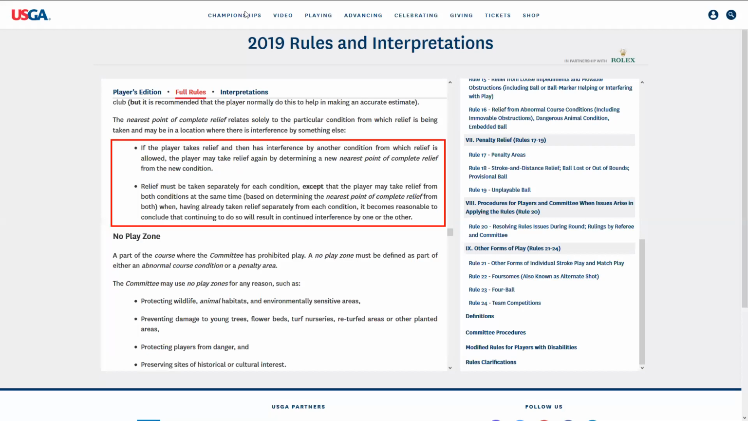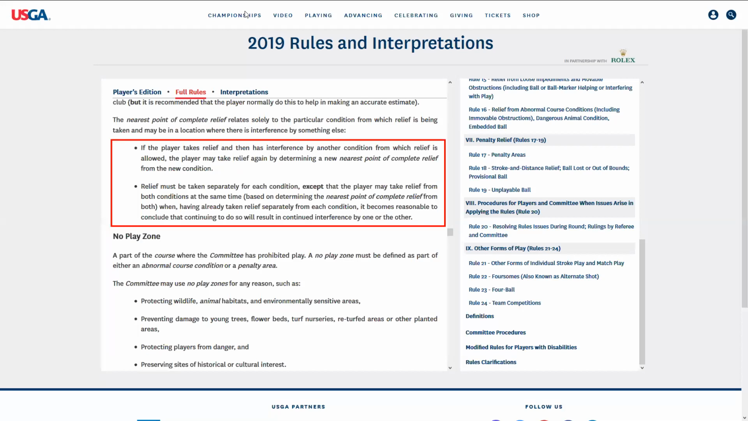So what this is saying is that if your ball is in ground under repair and you're standing on a cart path, those are two separate conditions. And what this is saying is you can take relief from one or you can take relief from the other, and you can do either one in either order. And once you take relief, if you have relief from the first one, then your ball is all set to go and you're ready to go. However, if you have relief for the second one, you're not prohibited from also taking relief from that second condition.